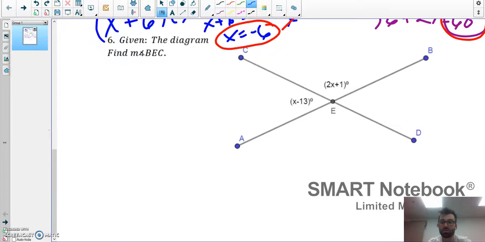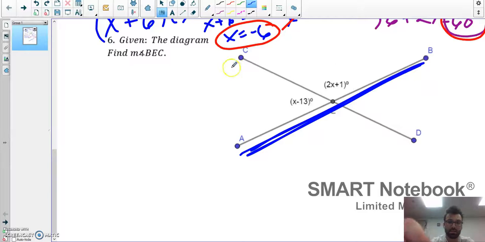Since I can assume that these two lines are straight, I know that this angle here, AEB, is 180 degrees, as is CED as well. I can also tell that if I combine this angle with this angle, AEC and BEC, that gives me AEB, this big angle. So when you combine two smaller angles to get a bigger angle, the operation you're going to be using is addition.